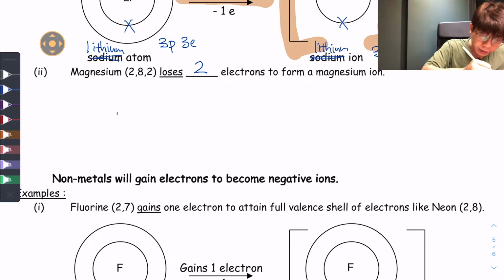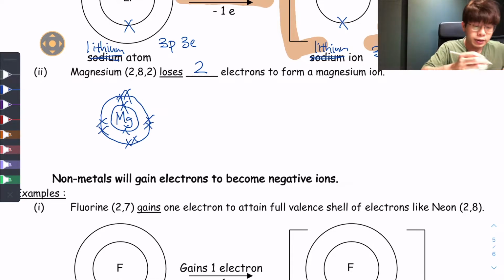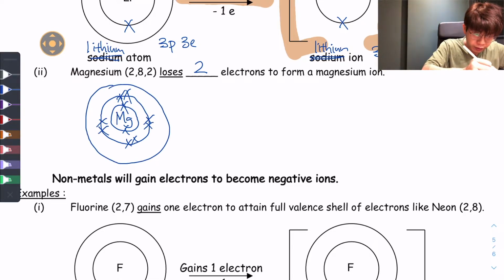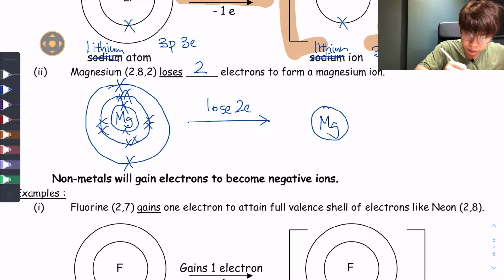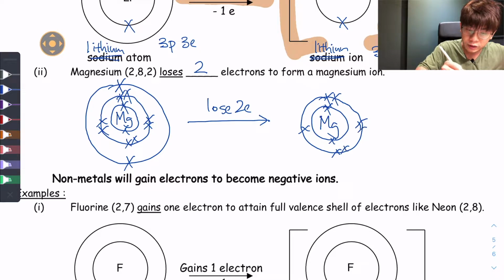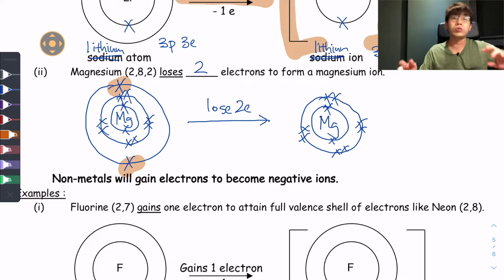So let's draw it out. We have magnesium, firstly 2 electrons, then 8 electrons, and then one more circle with 2 electrons. Then it will lose 2 electrons to form magnesium 2+. So now I lose 2 electrons, so I draw 2 and then 8. The last 2 electrons over here, I have lost, so I don't draw them out.